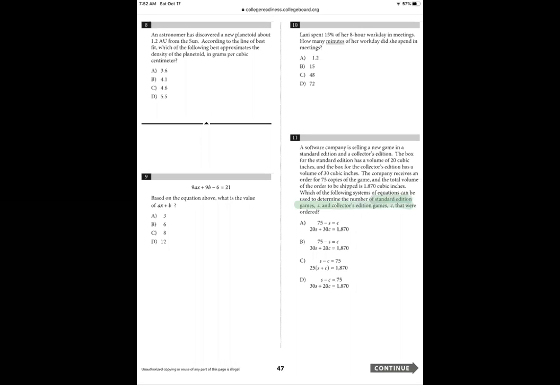So go ahead and pause and give these a try if you haven't already done so, and then we will go through them.